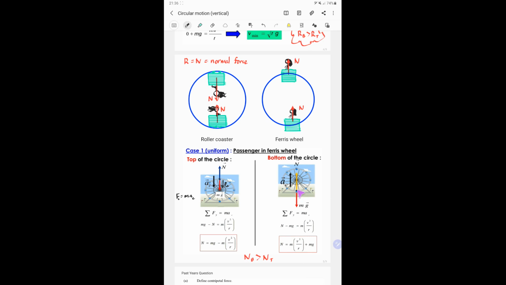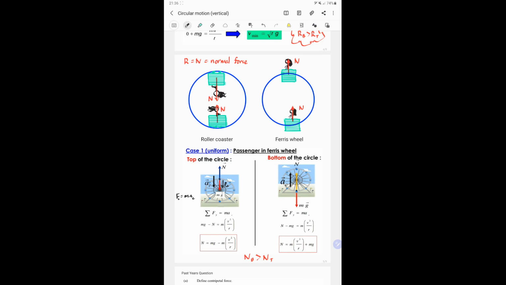Weight or mg is still directed downwards, and then the normal force is directed upward. Why? Because the position of the passenger is still the same, isn't it? Remember, the normal force is a force exerted by the seat on the passenger. It must be directed upward. At the same time, the acceleration is directed upward or towards the center.